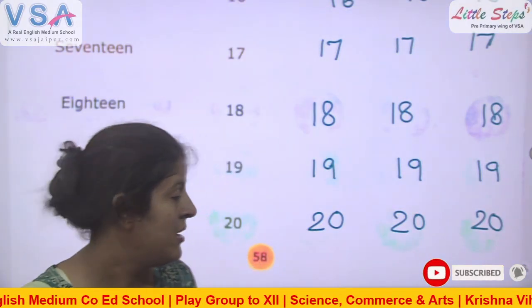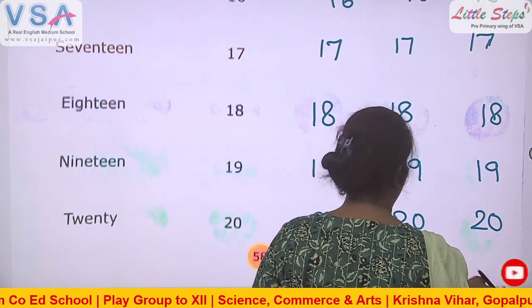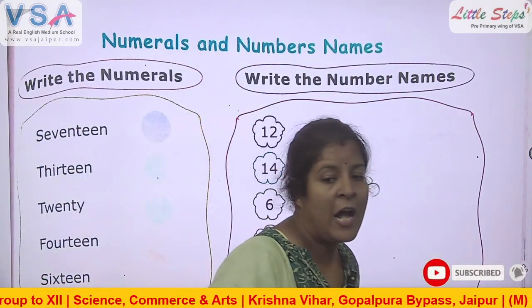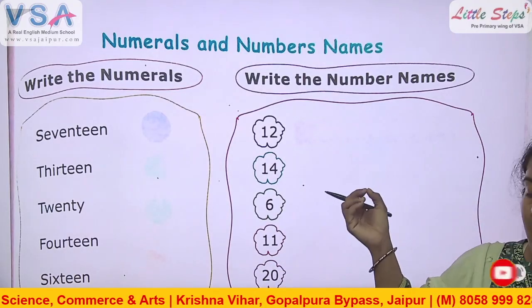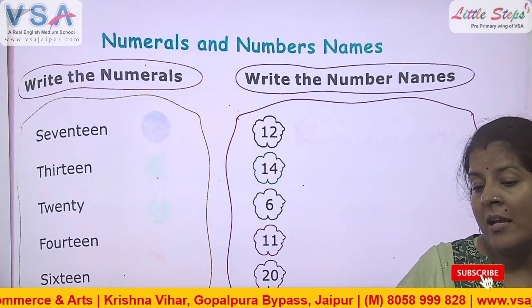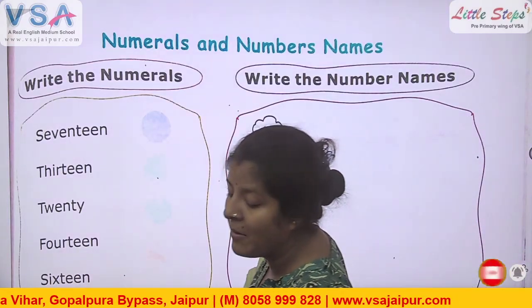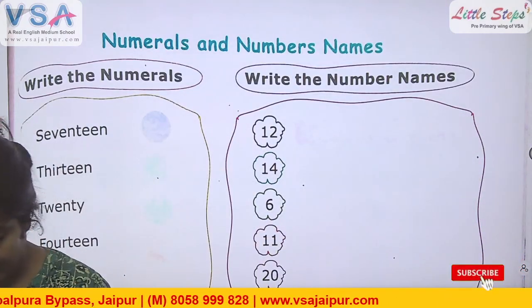20. Okay, class. Next question is numerals and number names. You have to write the numbers given as number names, and the number names in numeral form. Okay. And this page, numerals and number names.